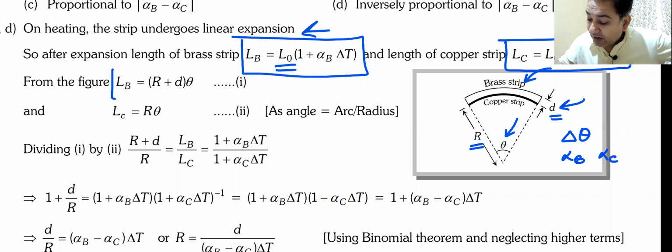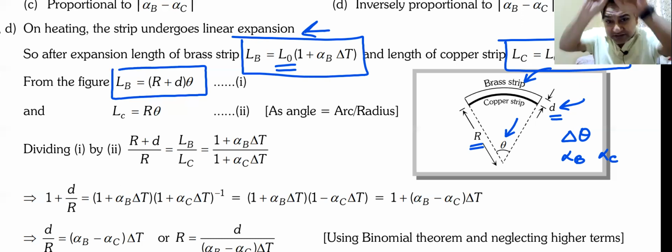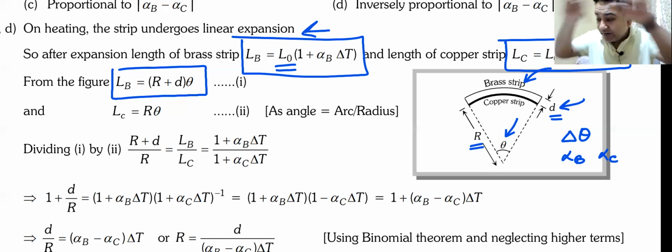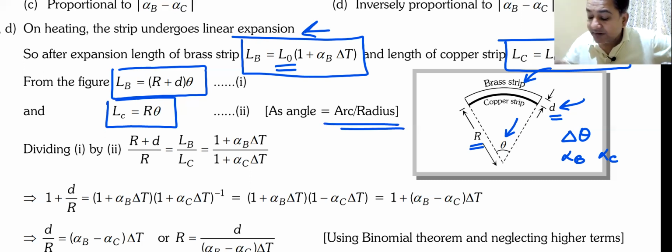From the figure, arc and the length of the arc, we can find out the length of the arc B, which is the length of the rod B when it is expanded. Remember, when it is expanded. So it is R plus D into theta, yes or no? Yes. Length of copper rod is R into theta, yes or no? Yes, sir. Angle is arc by radius.